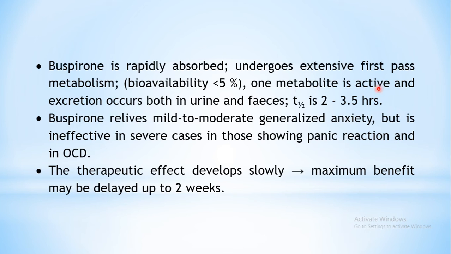One of the metabolites which is generated is active, however. Excretion takes place in the urine and the feces; the drug can be excreted both ways. The half-life, if you can see, is very short, 2 to 3.5 hours. So the drug is metabolized at a faster rate, or it is removed at a faster rate.